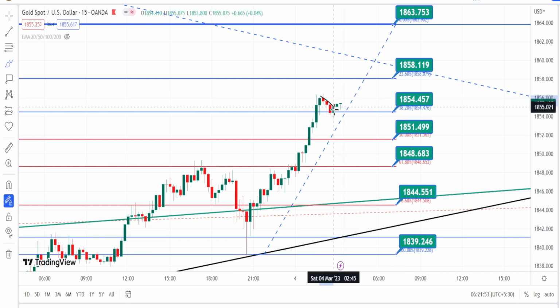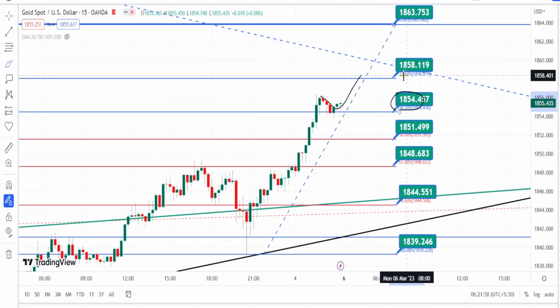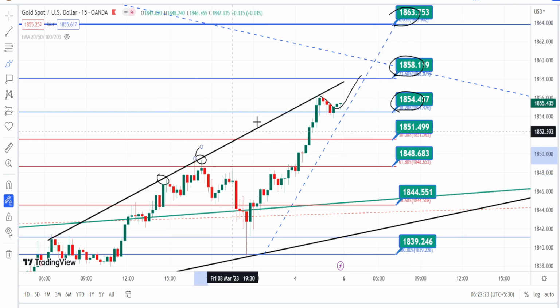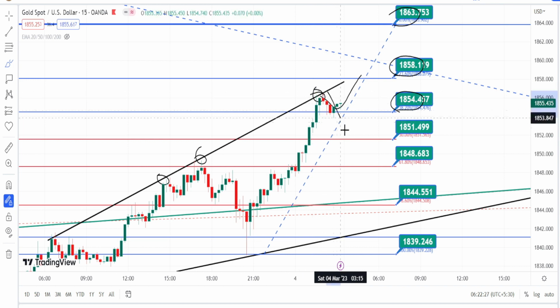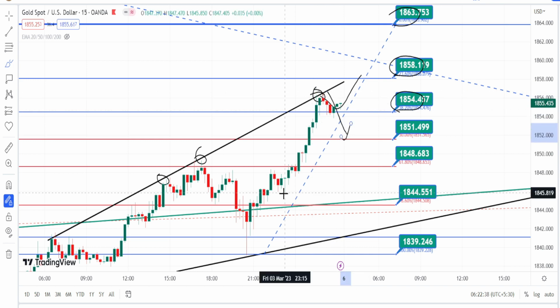And if the bullish side retracement continues without breaking this support level of 1854, the immediate resistance is going to be around 1858 and 1863. Looking at the current trend of the price action, we can expect a little bit of retracement to start. That's all the analysis for today.